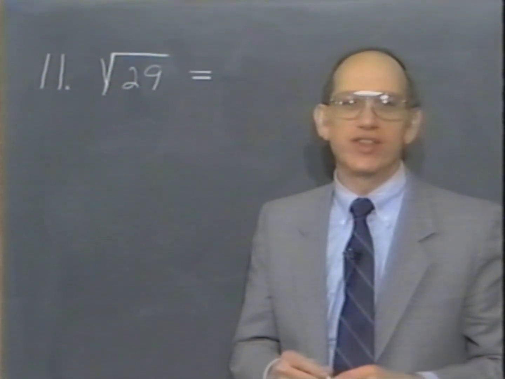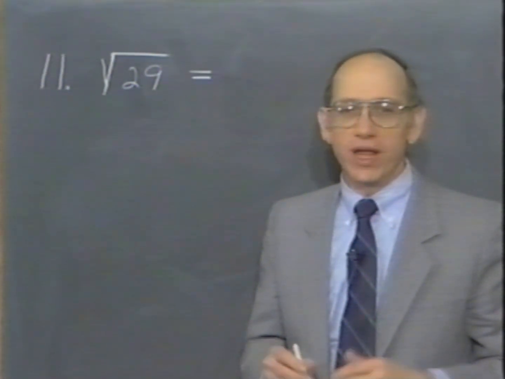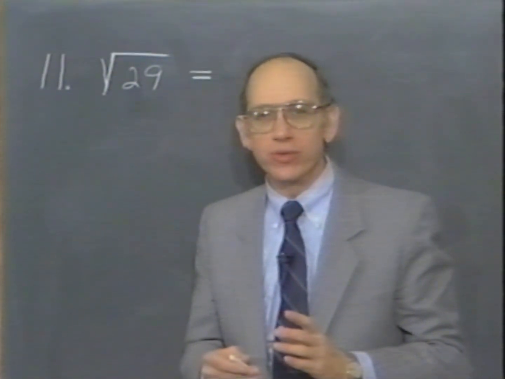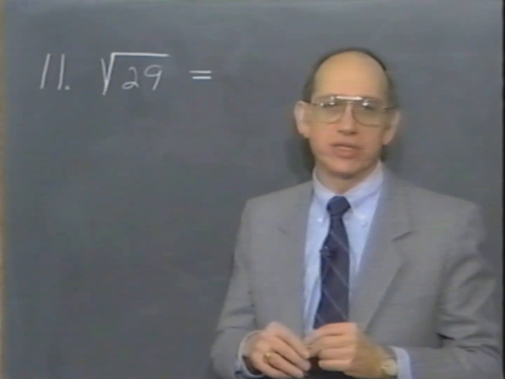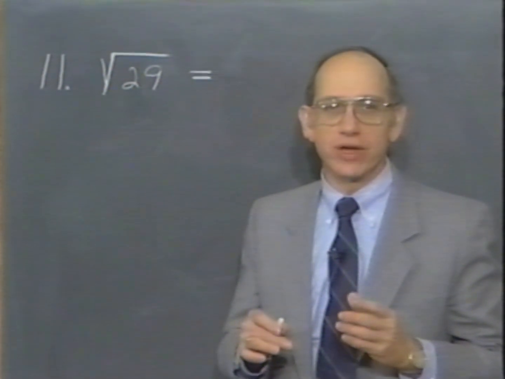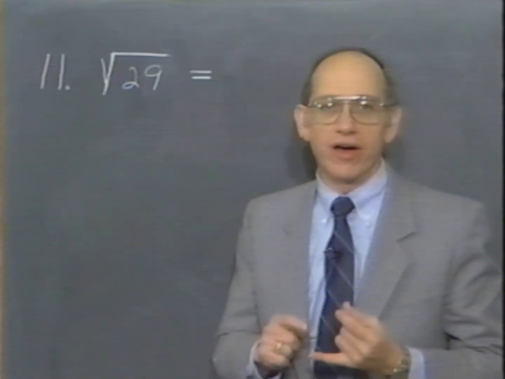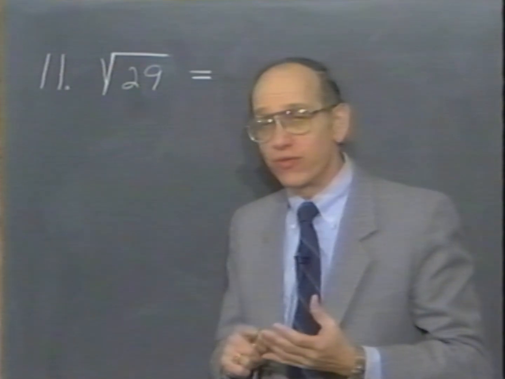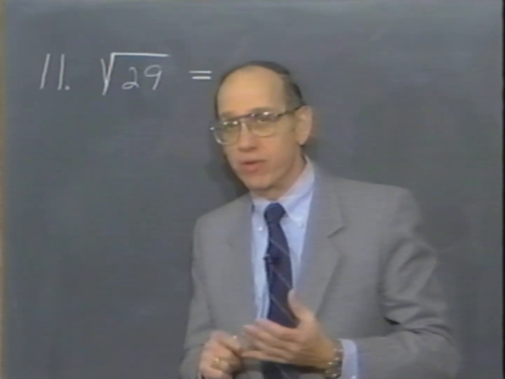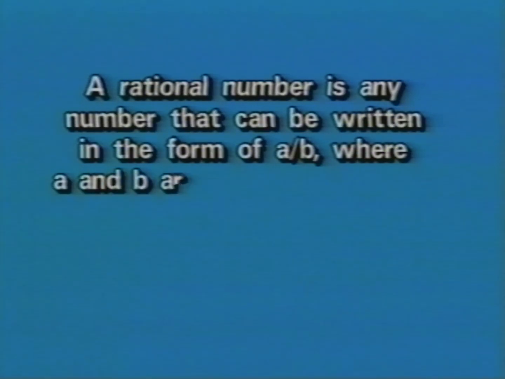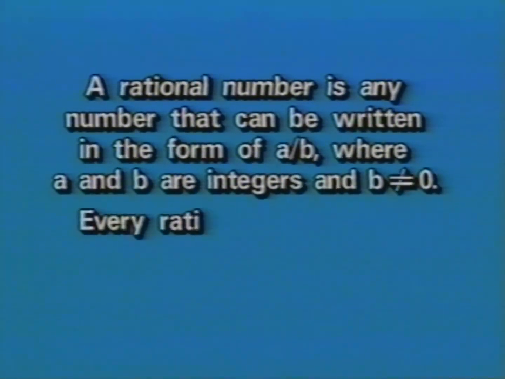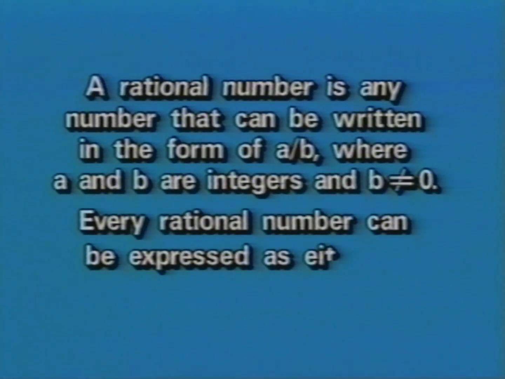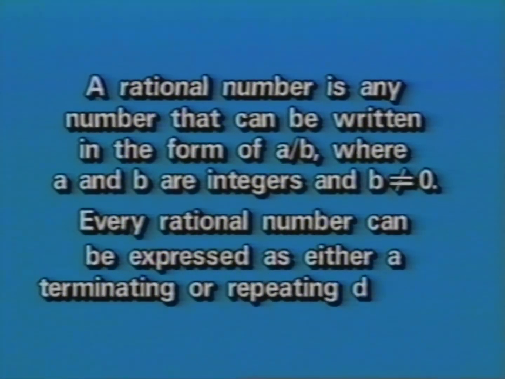Problem 11. Find the square root of 29. Well, up until now, we've only taken the square roots of perfect squares. That is, we've only taken the square roots of numbers that come out to yield either whole numbers or fractions as their square roots. All right? Whole numbers and fractions are called rational numbers. Now, remember what a rational number is. A rational number is any number that can be written in the form of a over b, where a and b are integers and b is not equal to 0. Every rational number can be expressed as either a terminating or repeating decimal.